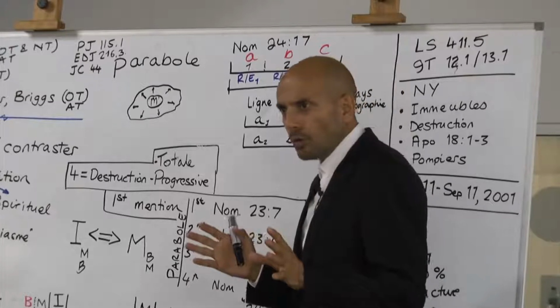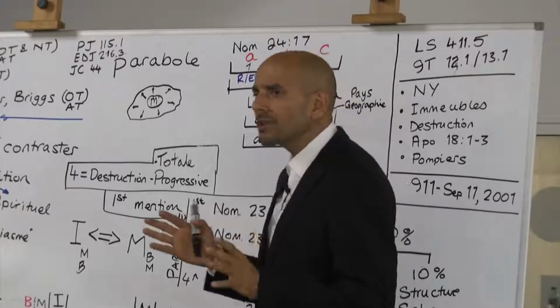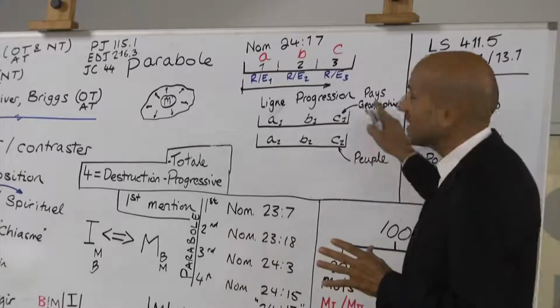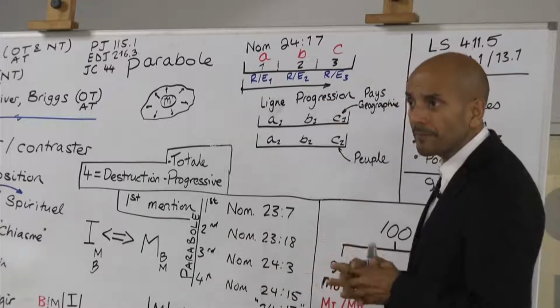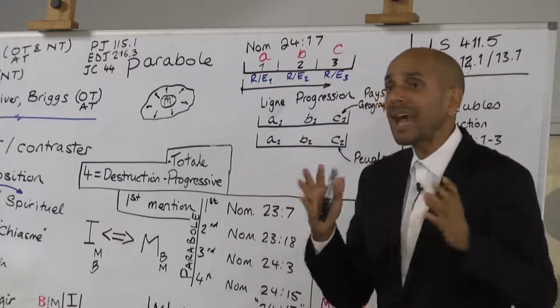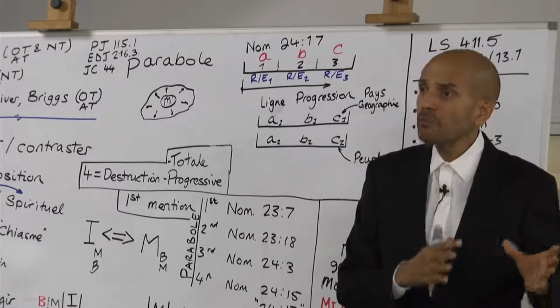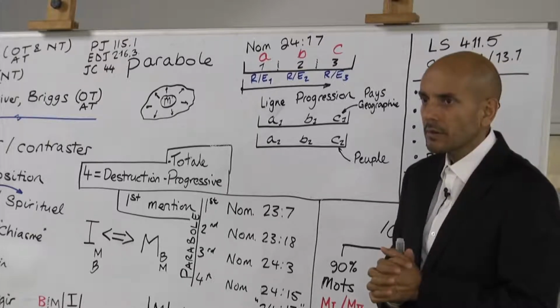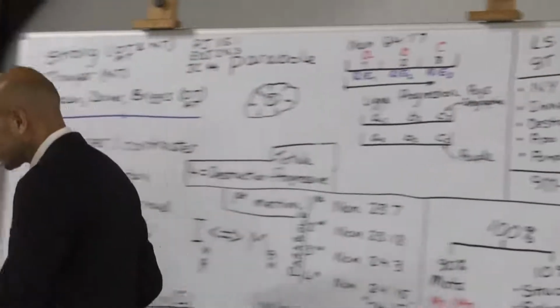So you could go to some verses, and it might be talking about the land, and even though it's talking about the land, it could actually be a symbol of people. Let me show you. Let's go to the book of Revelation.